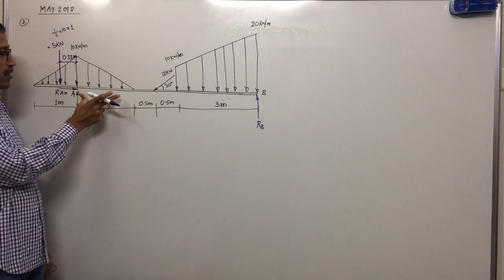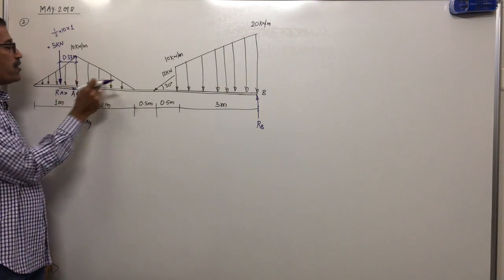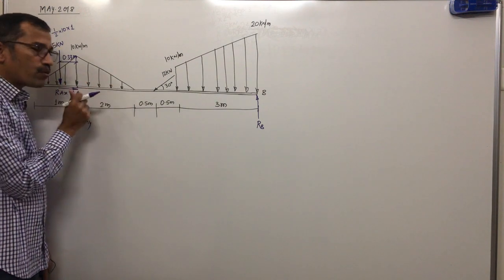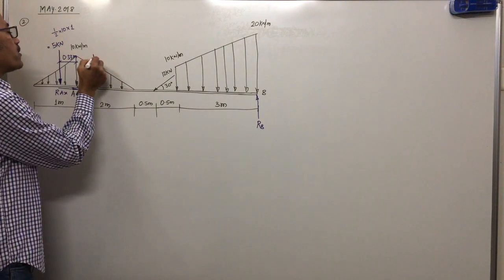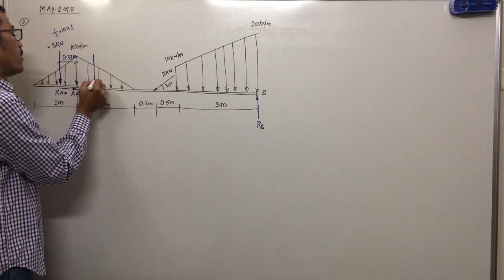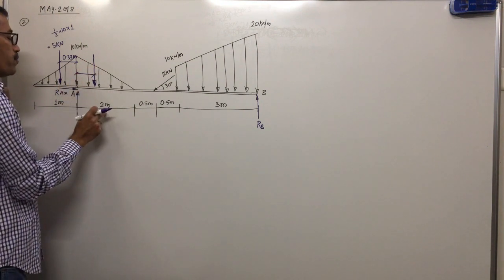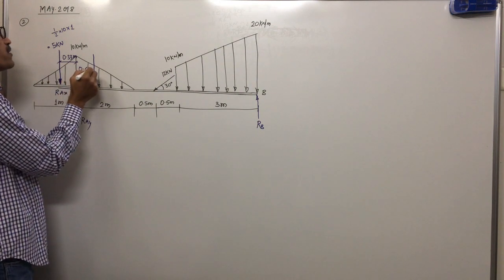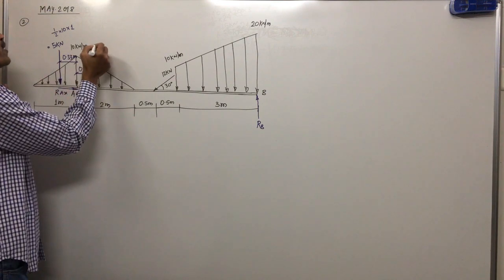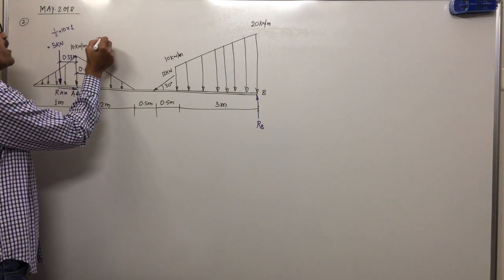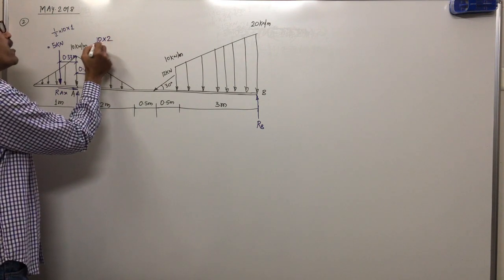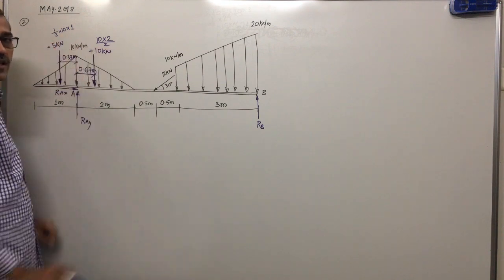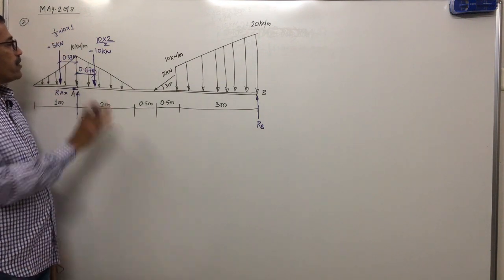Clear? Next, in 2 meter, what UVL is given? It is maximum at A. From the maximum load, the equivalent load will act at 1/3 of its span. 1/3 of 2 meter is 2 by 3, which is 0.6666, so we'll take 0.67 meters. Magnitude of load is WL by 2, means 10 into 2 divided by 2, the 2s cancel, so 10 kilonewton. Clear? Yes. That is not difficult.